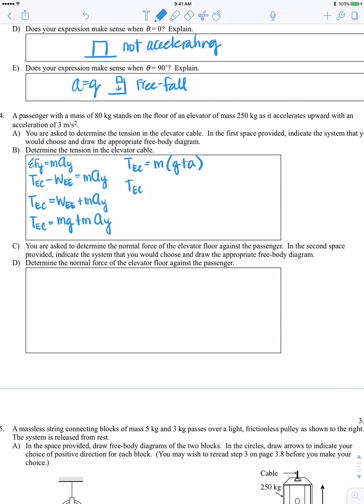Now here's where it gets interesting, because we need to consider the mass of the elevator plus the man. Okay, that's our system, elevator plus the man. So 250 kilograms plus 80 kilograms. Gravity is 10 meters per second squared. Acceleration is 3. So first we get 330 kilograms times 13 meters per second squared. So that's going to give us 4,290 newtons.